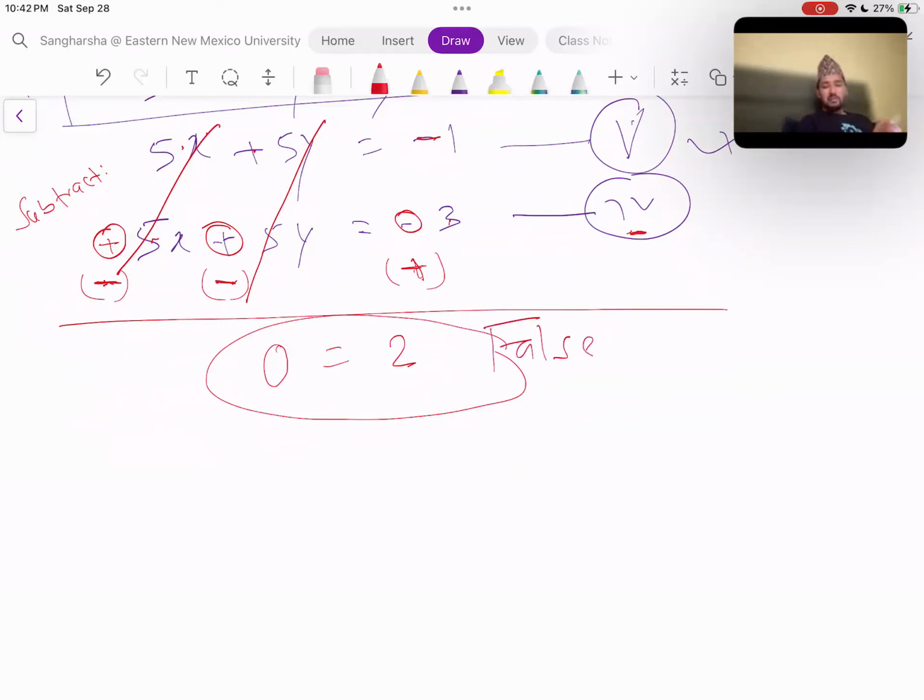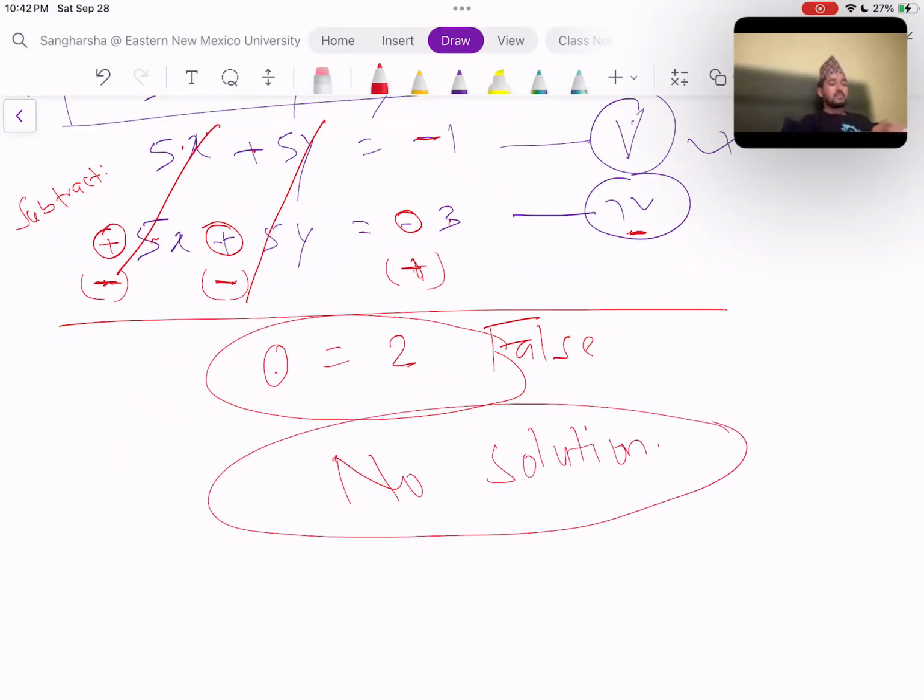It means we don't have a solution here. Okay, there's nothing here. 0 is never equal to 2. So we're going to have no solution. That's the answer. It does not have a solution. But it's not that you always get no solution. You might get a solution.